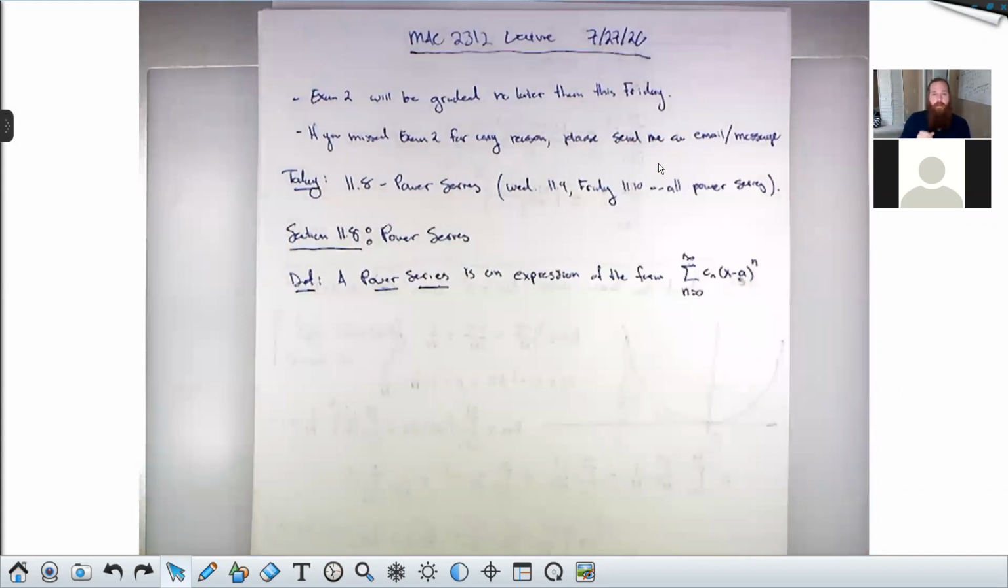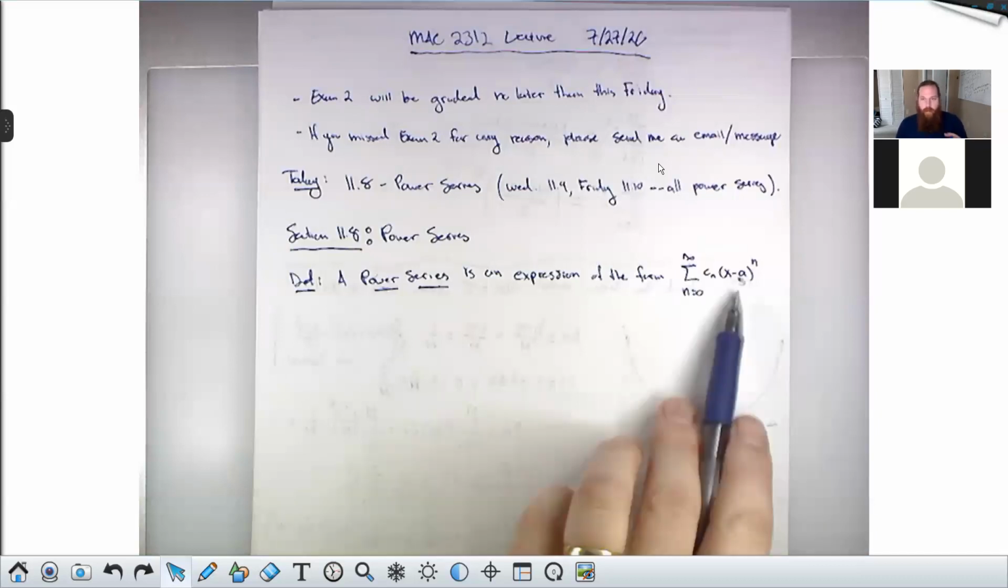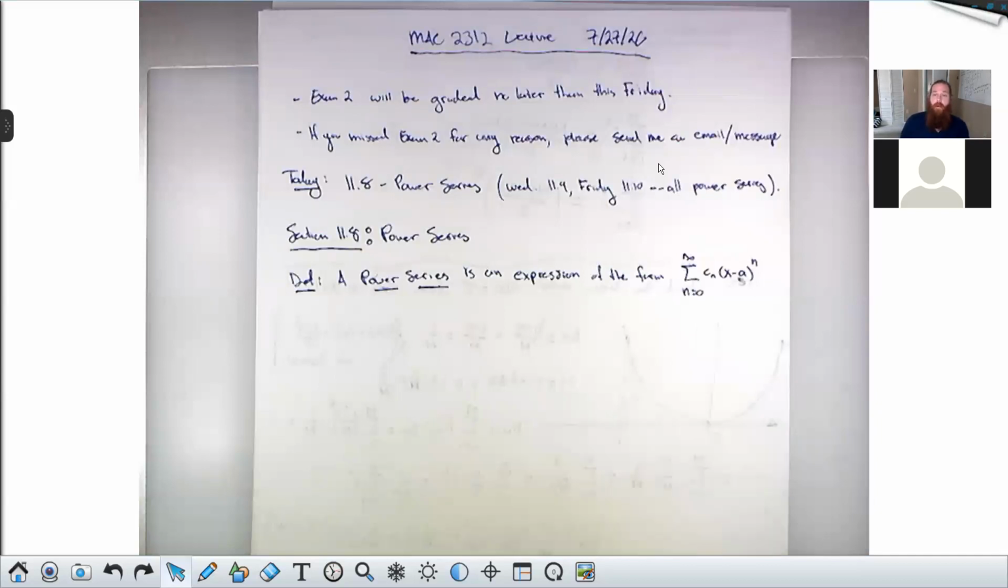So you've actually seen some things like this. In some of your earlier homeworks, we saw some questions that asked you, like, for what values of x does the following series converge? And it might have looked like 2 to the n times (x minus 1) to the n or something like that. Those were actually power series. So the name for any series that can be written as some sequence of numbers times x minus some number all to the nth power is a power series.